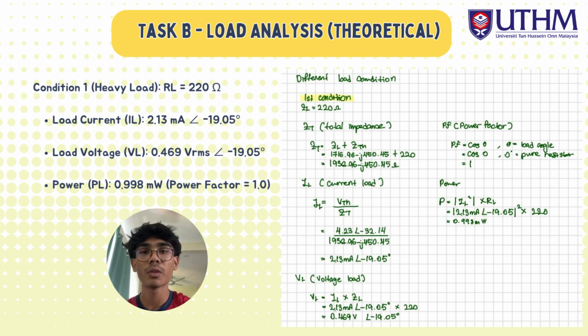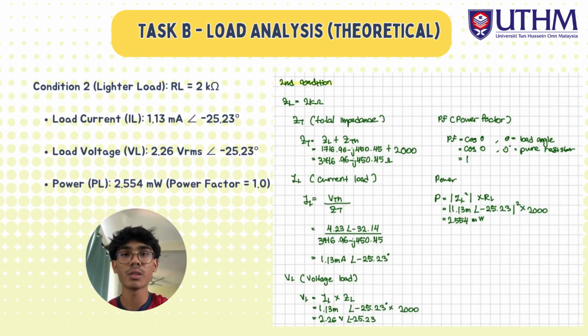The low output voltage occurs because a large portion of the source voltage is dropped across the internal impedance of the Thevenin equivalent circuit. This demonstrates that heavy loads tend to draw higher currents but receive lower terminal voltage due to increased internal voltage losses.